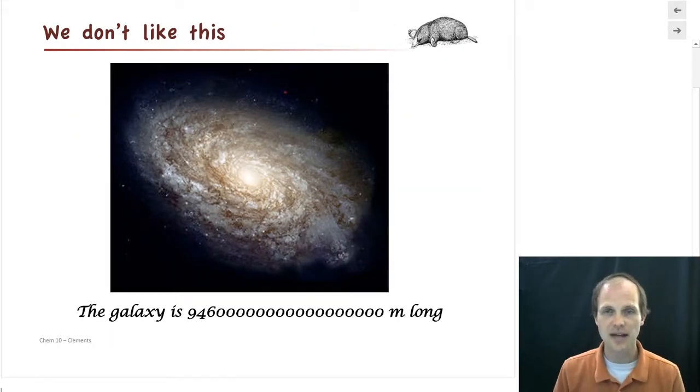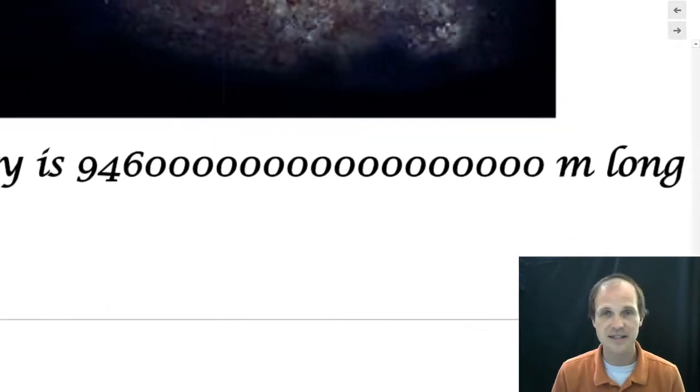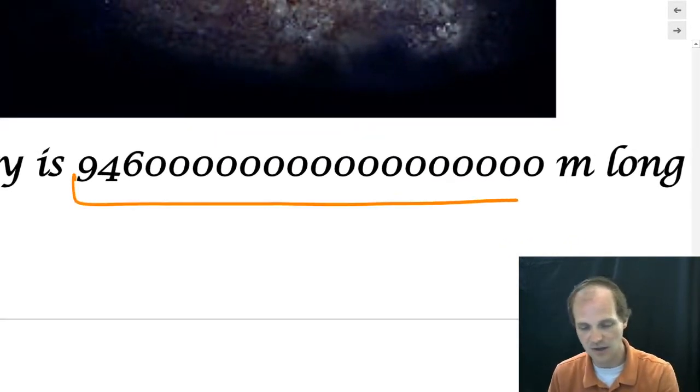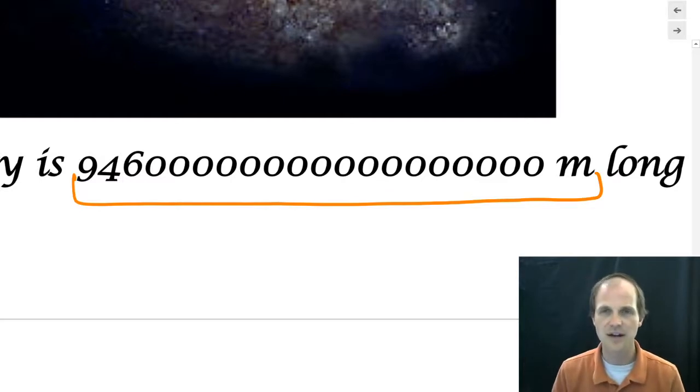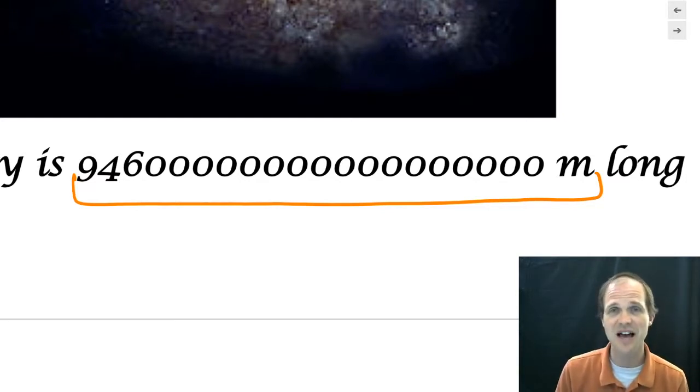So let's go to our galaxy right here. I have no idea where we are in the galaxy. I don't remember, but we're this little tiny dot in this enormous galaxy. In fact, if you want to know how big the galaxy is, it is this many meters long. Wow, that's a huge number. And if you were to count out all those zeros, you would find that there are 17 zeros. There's a lot of zeros at the end of that number.